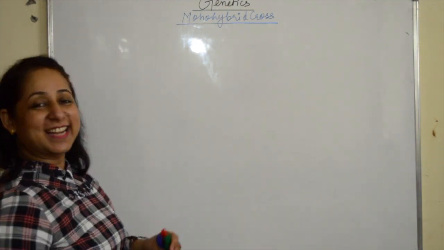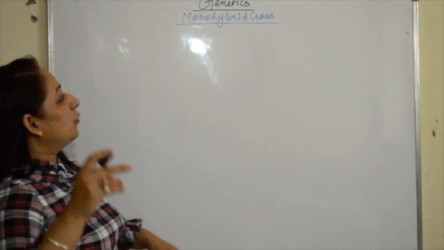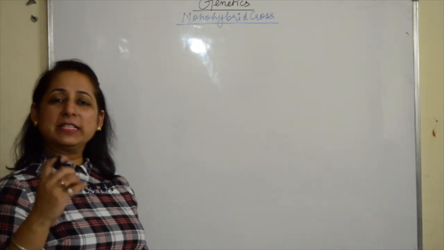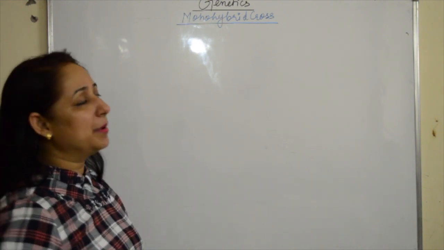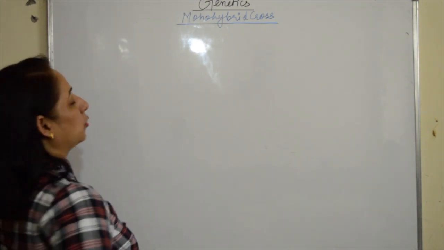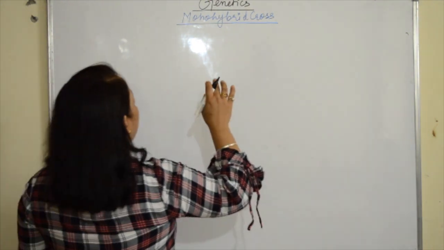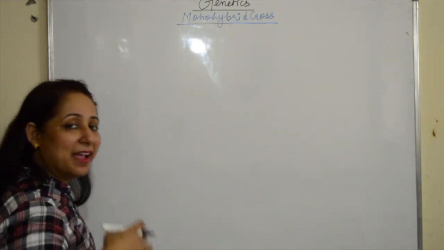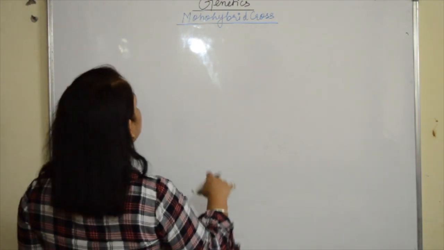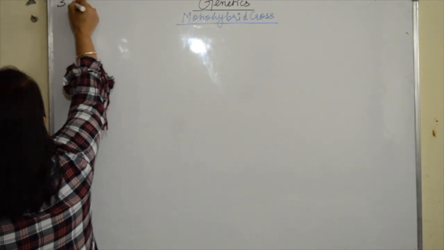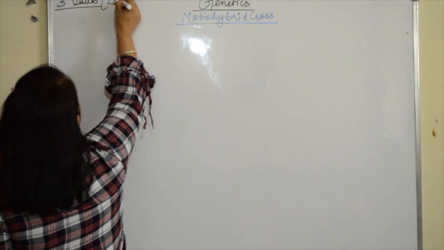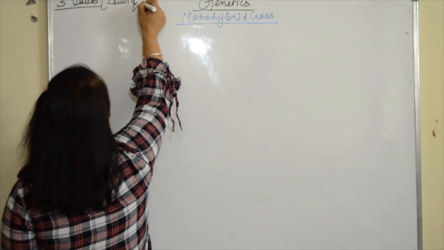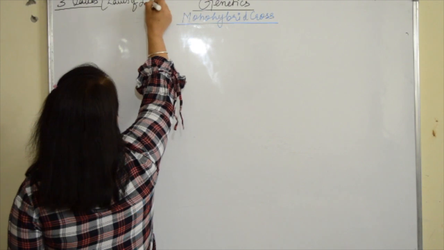So let's just start the mono-hybrid cross. Now we must know why Mendel gave these mono-hybrid crosses and di-hybrid crosses. As Mendel did his study, which I have already discussed in the previous videos, he gave 3 laws. 3 laws were given by Mendel known as laws of inheritance.